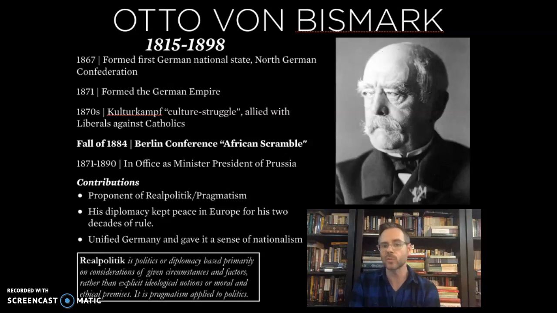The Berlin Conference was when the African scramble by the Western European nations took place. Throughout the 1870s, he was the promoter of the Kulturkampf, which was the culture struggle where the liberals struggled against the Catholics. And liberals gained power over the Catholics for all of the German Empire, which he formed in 1871.